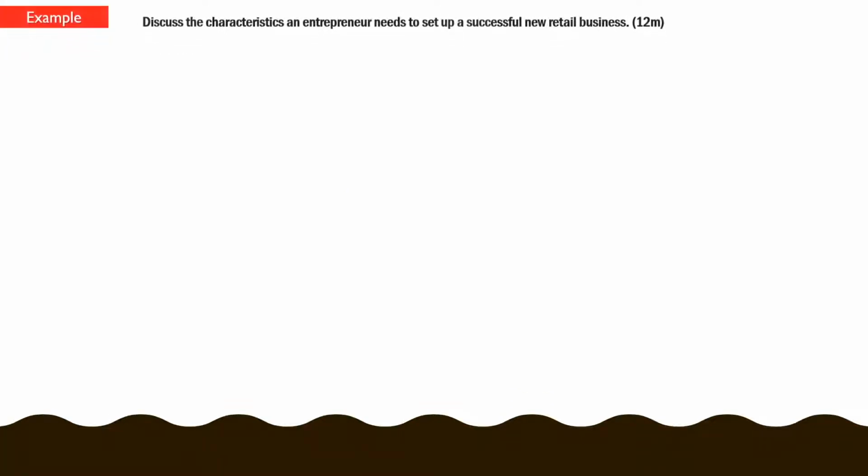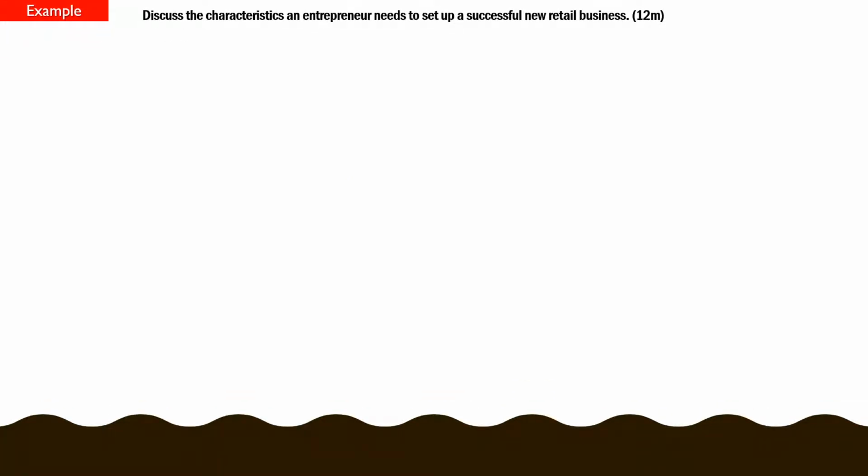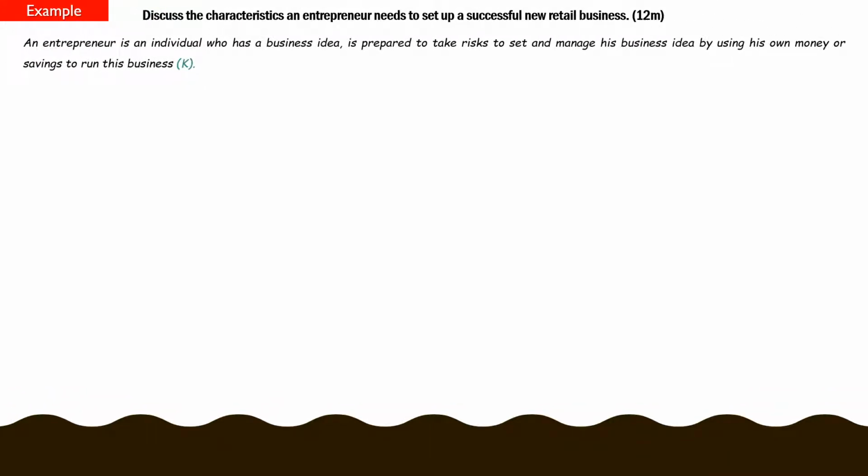Now, let's look at an example of a question to help you understand how evaluation is applied in a sample answer. Discuss the characteristics an entrepreneur needs to set up a successful new retail business for 12 marks. So we'll go slowly paragraph by paragraph. The first line talks about a definition of an entrepreneur. An entrepreneur is an individual who has a business idea, prepared to take risks, to set and manage his business idea by using his own money and savings to run his business, marked as knowledge.